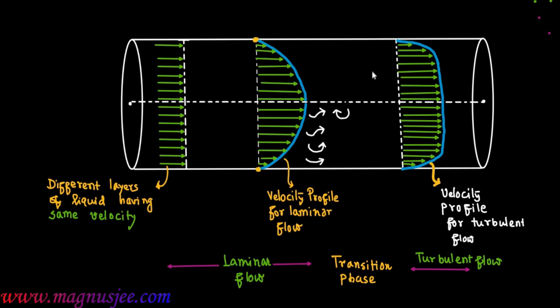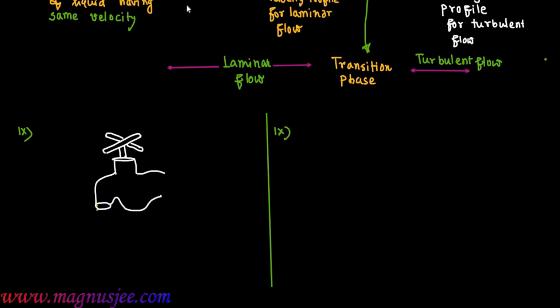In the transition phase, different layers of liquid will be flowing in different directions. These are the directions along which different layers of liquid will be flowing, and eddies will be formed in this turbulent flow or transition phase. Now we can denote streamline flow of liquid through a tap. When the tap is opened, initially liquid will be falling, maintaining streamline flow. This is the streamline or laminar flow.